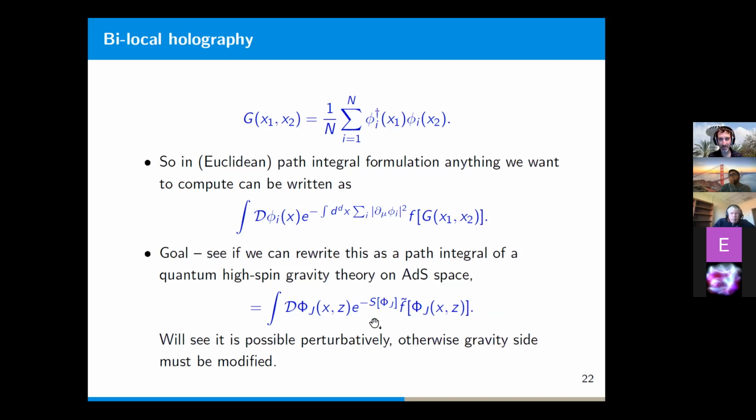Of course, we don't really expect such a naive writing to make sense on the quantum gravity side, because as we said, we shouldn't even have local operators in the quantum gravity side in general. But what we will see is that it is actually possible to do such a mapping perturbatively on the gravity side, so perturbatively in the gravitational coupling. But if we try to go beyond perturbation theory, then we will need to modify this right-hand side. So our goal will be to show that we can do this mapping perturbatively, but we'll also see why we cannot do it beyond perturbation theory.